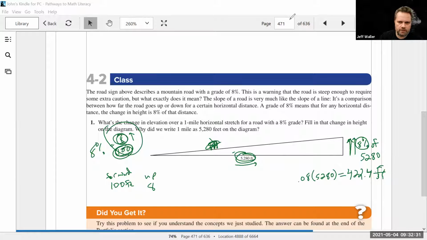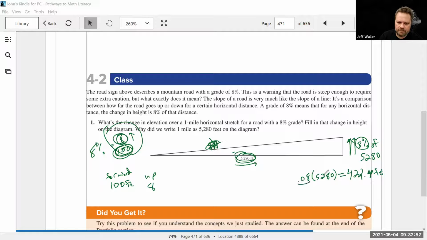Excuse me, Professor. Can you say again what was the unit of 422 feet? Yeah, let me erase this. My writing got exceptionally bad there at the end. 422.4 feet. Done.